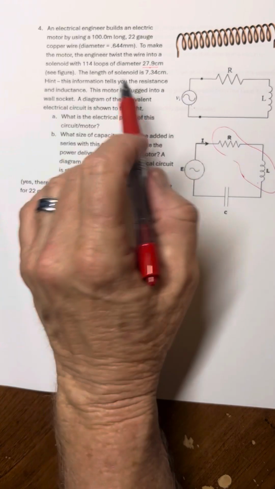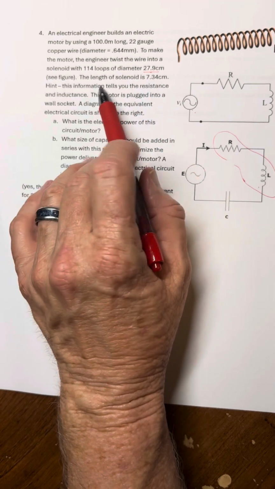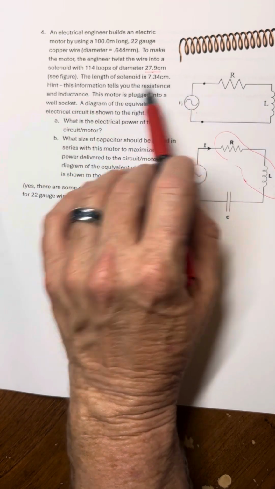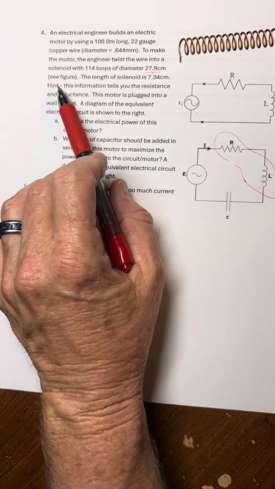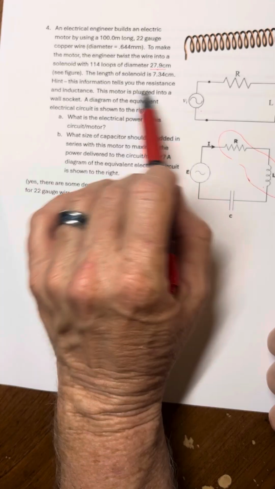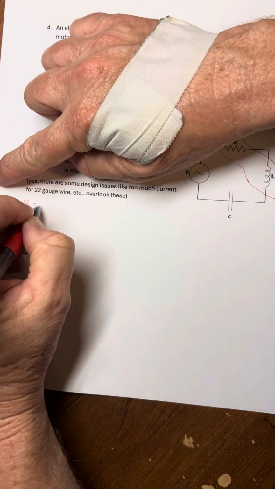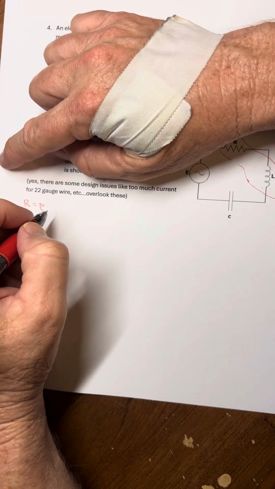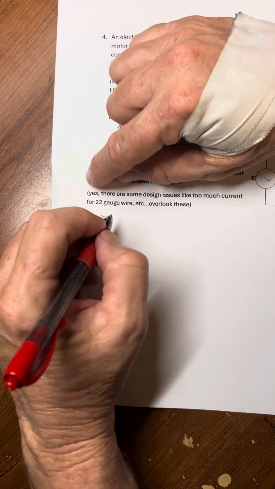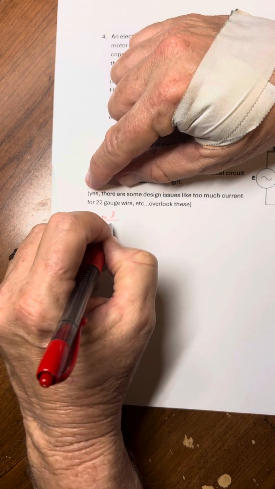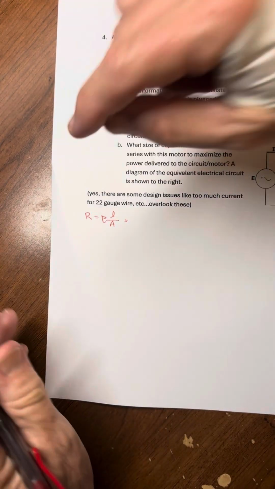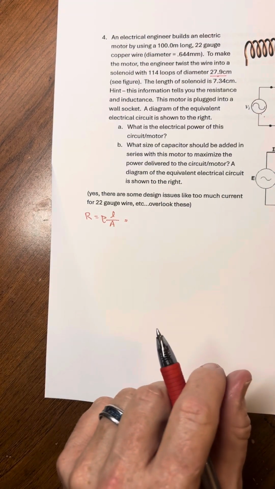Okay, but this tells us a lot here. They tell us the length of the solenoid. And then the nice little hint: this information tells you what the resistance and the inductance is. So we'll have to go back a couple of chapters to chapter 27 to remember that here's how you get your resistance.